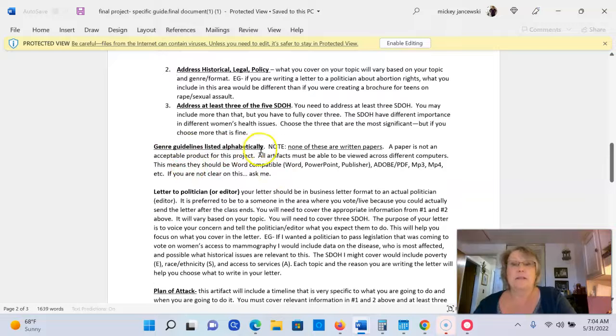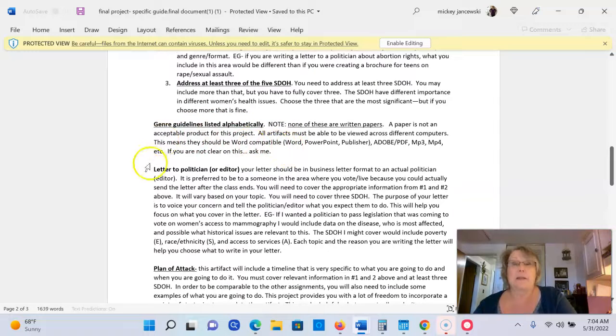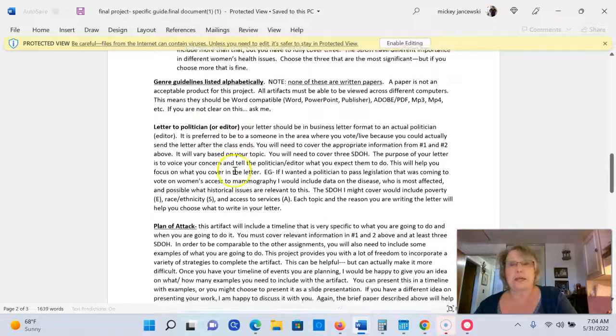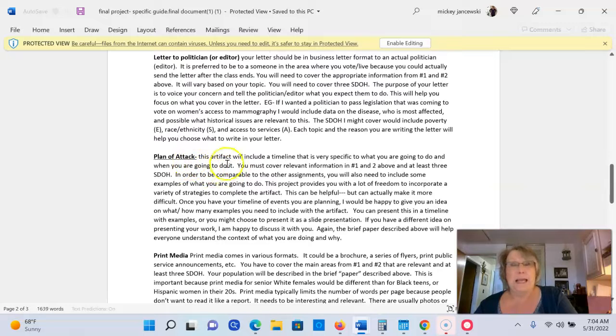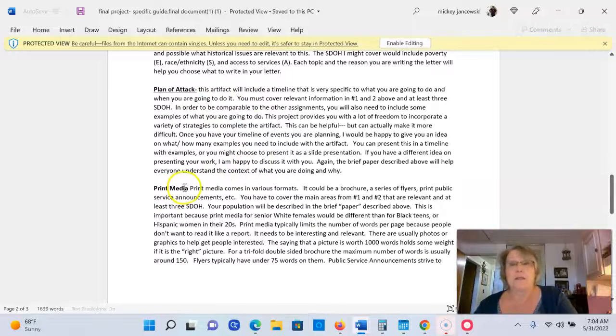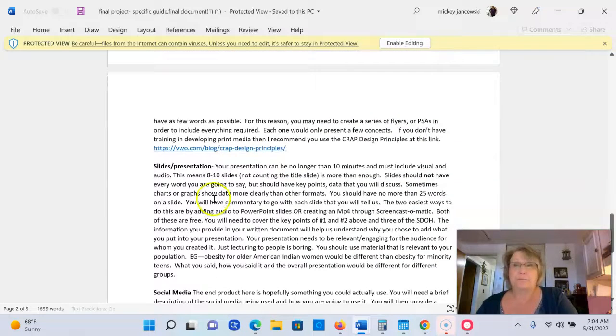The genre guidelines are listed alphabetically below. You have a letter to a politician or editor. You have a plan of attack, if you want to read that. You can do print media. This is a variety of things that you could do. Brochures, flyers, infographics, slides or presentation.